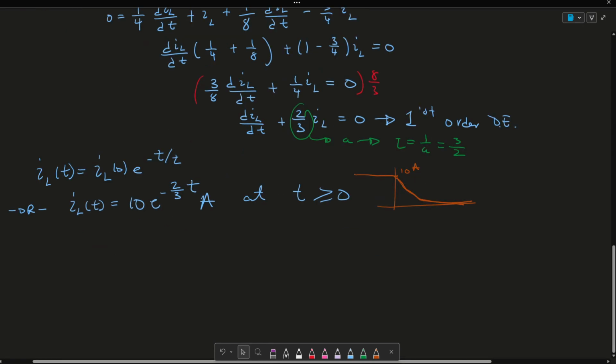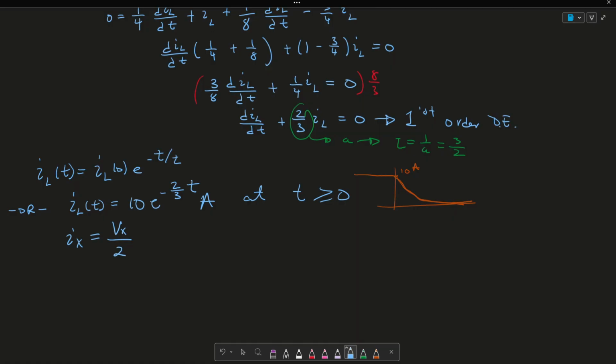So the last thing to do is find ix. And we know that ix is going to be Vx over 2, right? It's the current through that 2 ohm resistor in our problem. So then this becomes 1 over 2 L diL/dt, or simply 1/4, simply because L is 1/2.